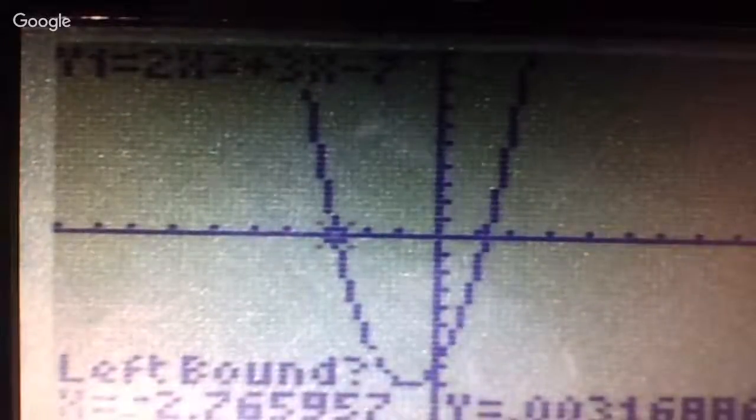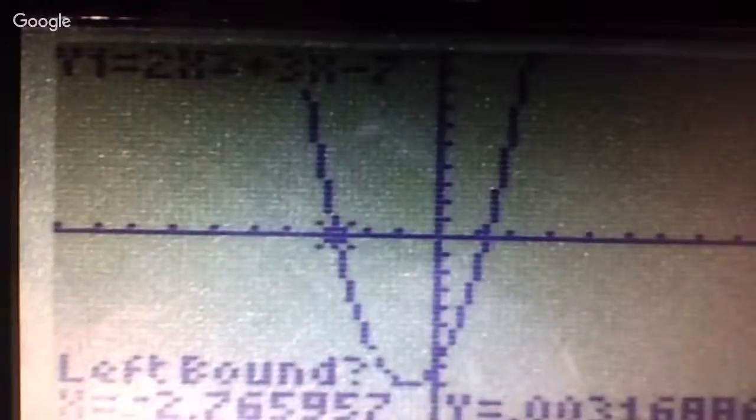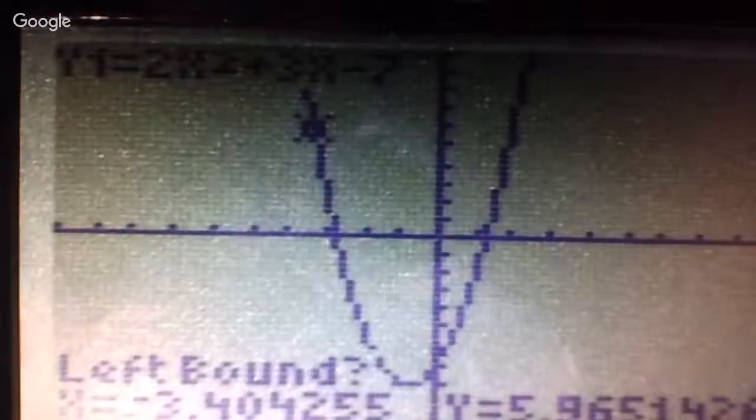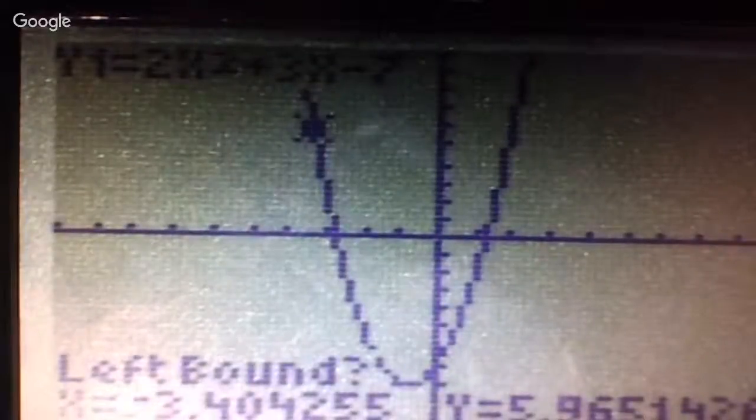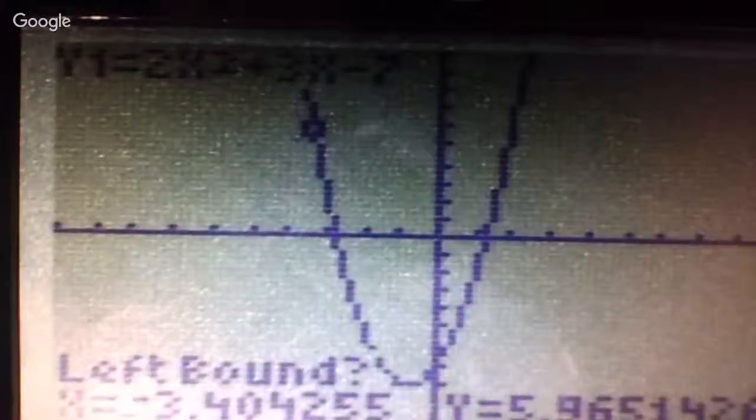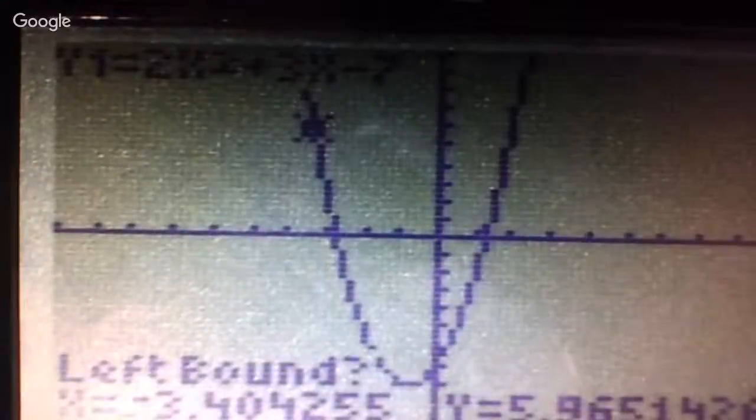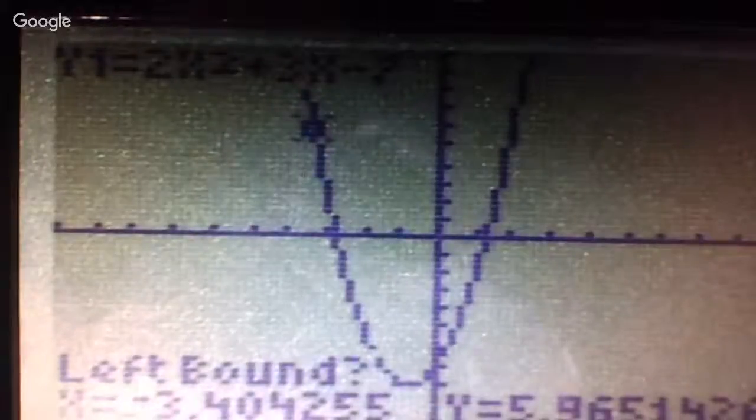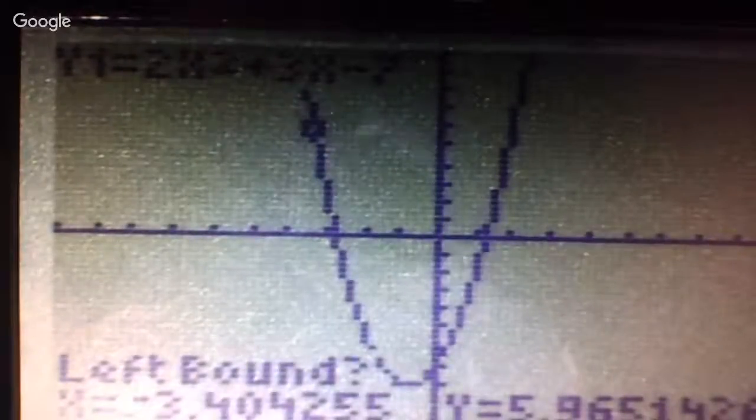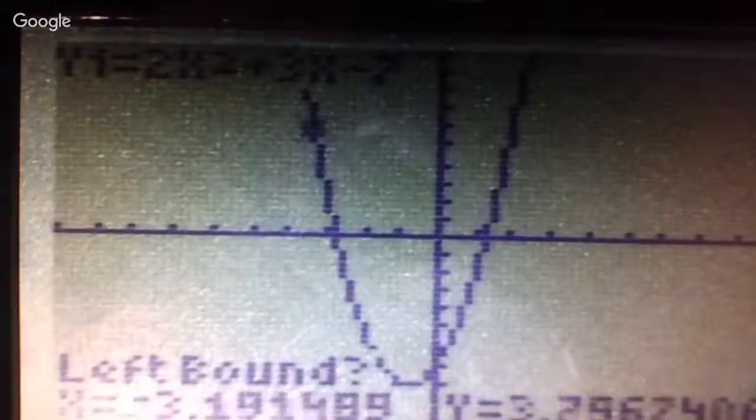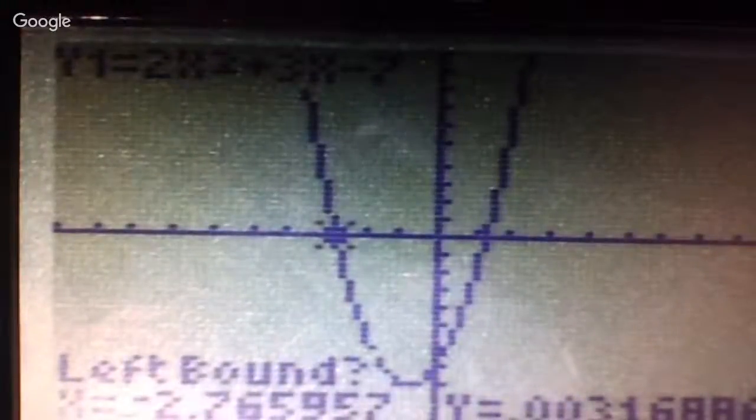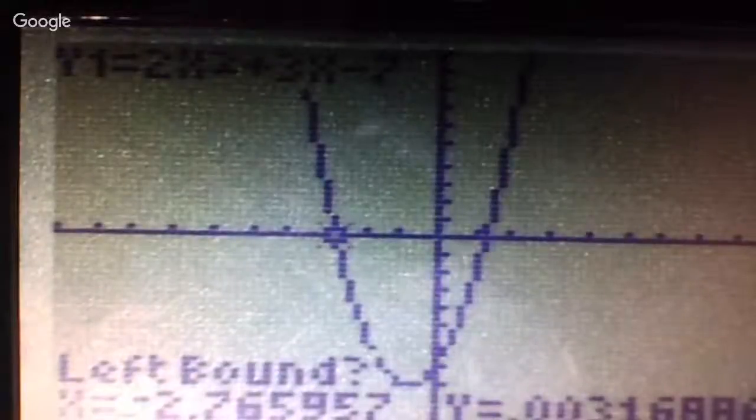So again, what's it asking for? Left bound. So go to the left. You hit enter. Why are you going up there? Because that's to the left. Okay, I got it now. Don't go down, you go to the left, not the right. Just watch what I do for this one, and then we'll do the other one together.